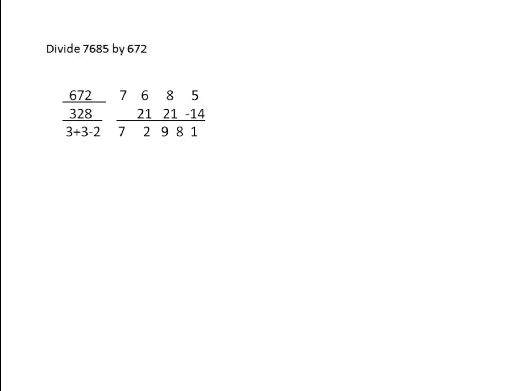Sorry. So this 328 we are going to express in terms of Nikhilam as 300 plus 30 minus 2. Okay. So 7 3s are 21. 7 3s are 21, 7 minus 2 is 14. So the quotient is 7 and the remainder is 2981.